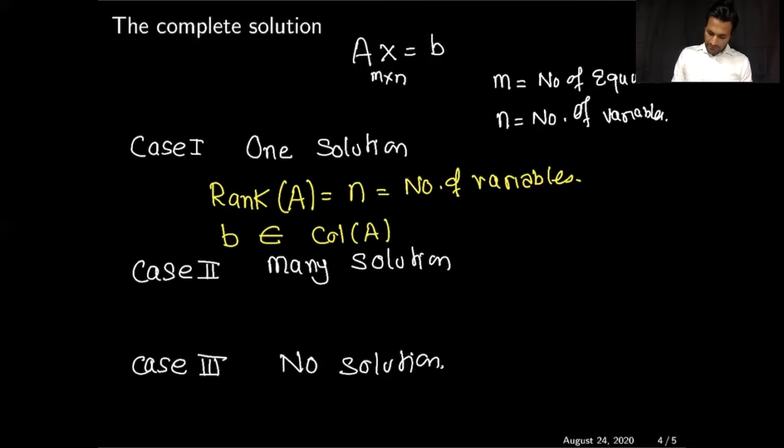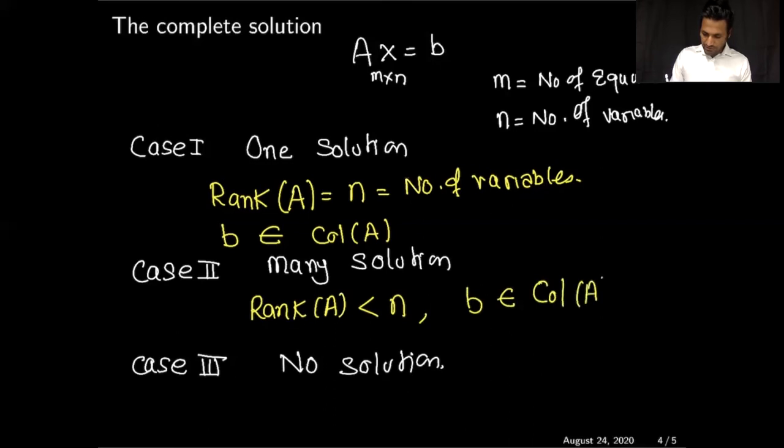You will have many solutions if the rank of the matrix A is strictly less than n. It means it does not satisfy the first case, and B is in the column space. So in order to have solutions, it's important to know the column space, because if B is not in the column space, then we will not have a solution. The third case is simple and does not depend on the rank of the matrix. If B is not in the column space, we will not have any solution of our linear system.